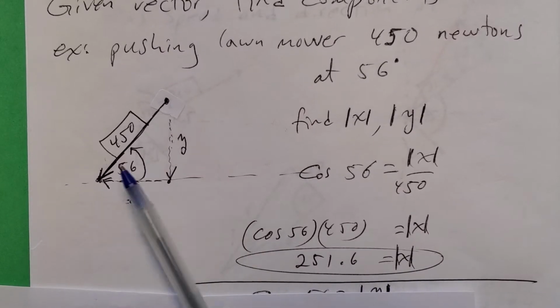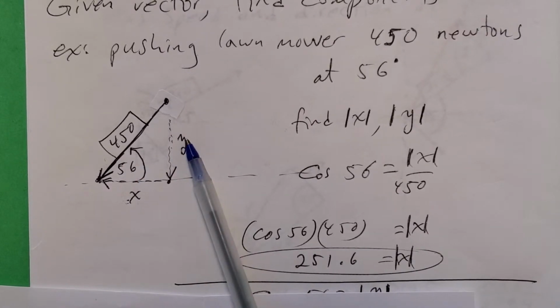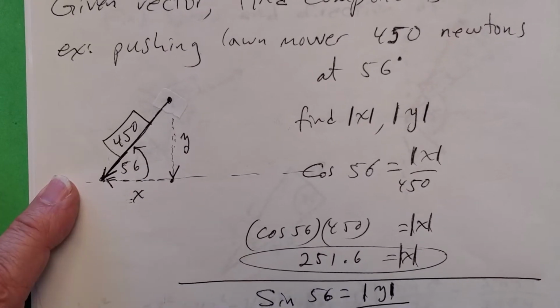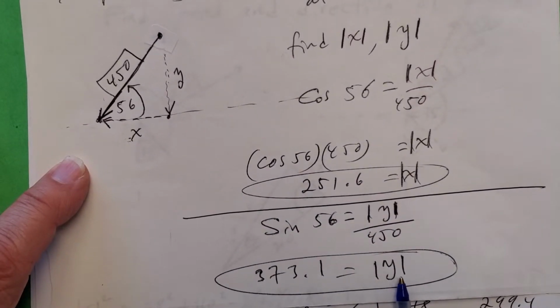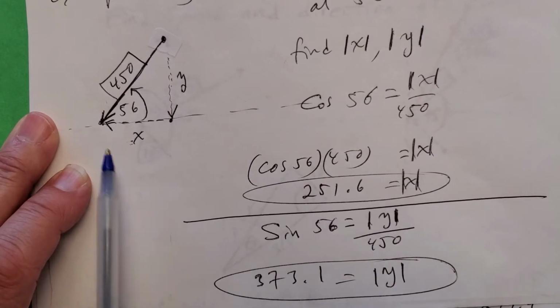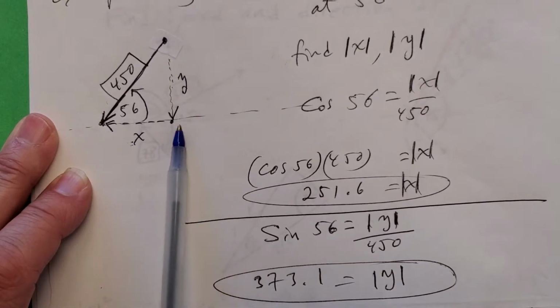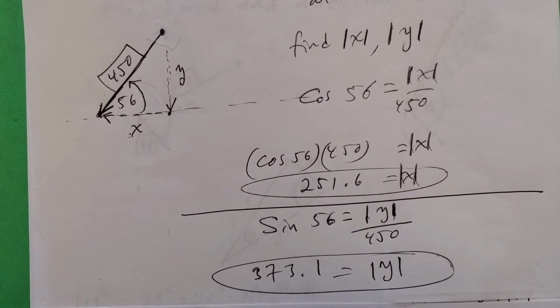How about y? Well, that's opposite and hypotenuse, OH, so that would be sine. Set it up, solve. So the components are the legs of the right triangle that's created. Yes, those are the components.